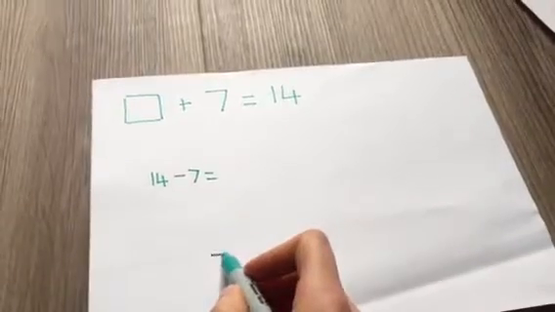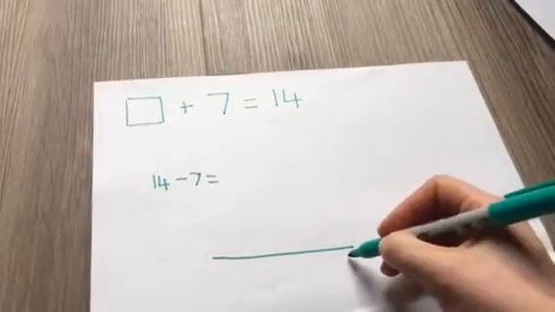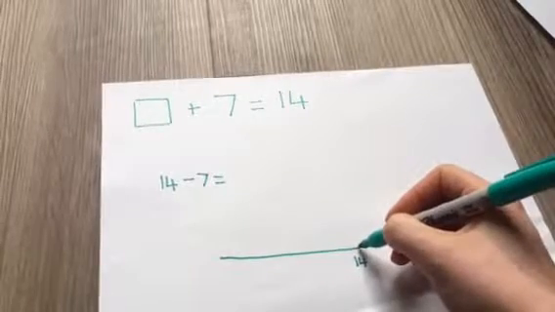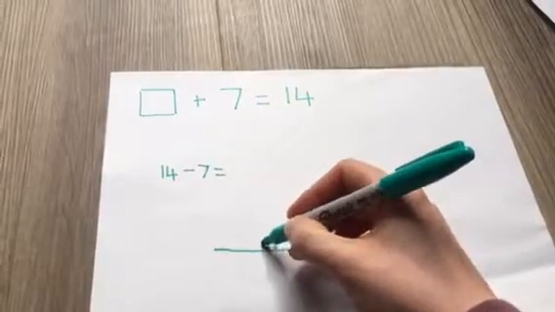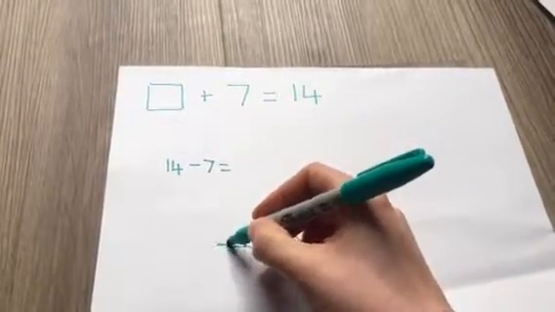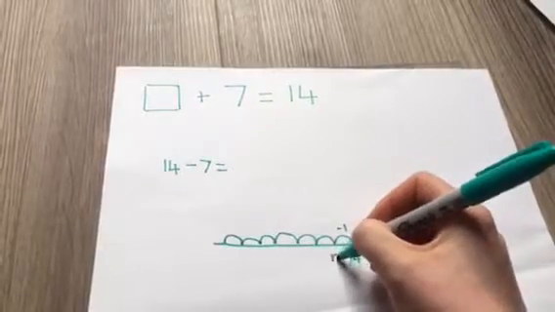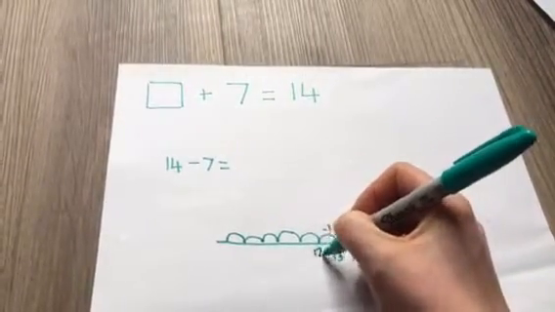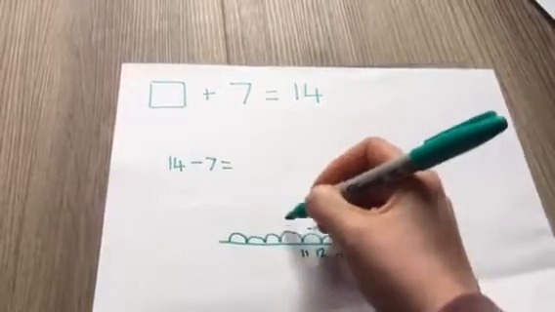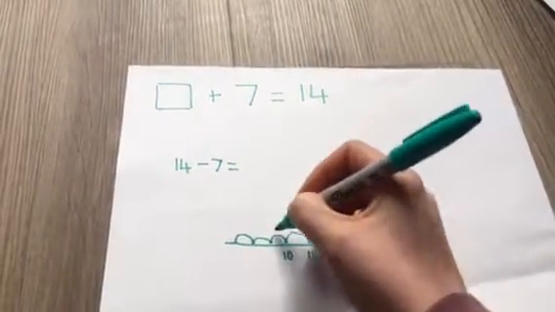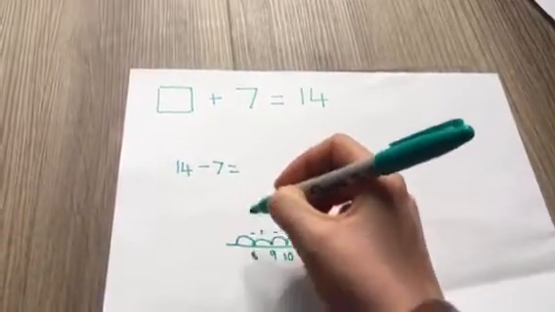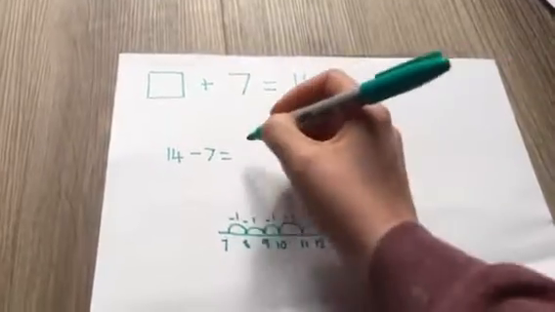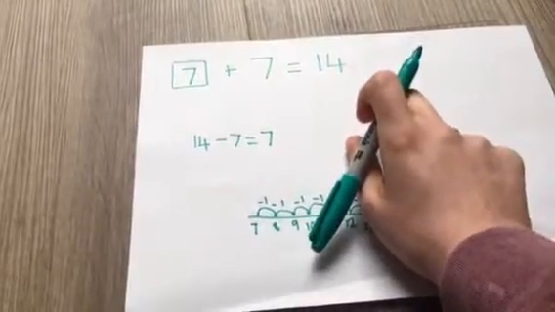So I draw my number line, start with my 14, and I would do my 7 jumps. 1, 2, 3, 4, 5, 6, 7. 13, take away 1 is 12, take away 1, 11, take away 1, 10, take away 1, 9, take away 1, 8, take away 1, 7. So I know that 7 add 7 equals 14.